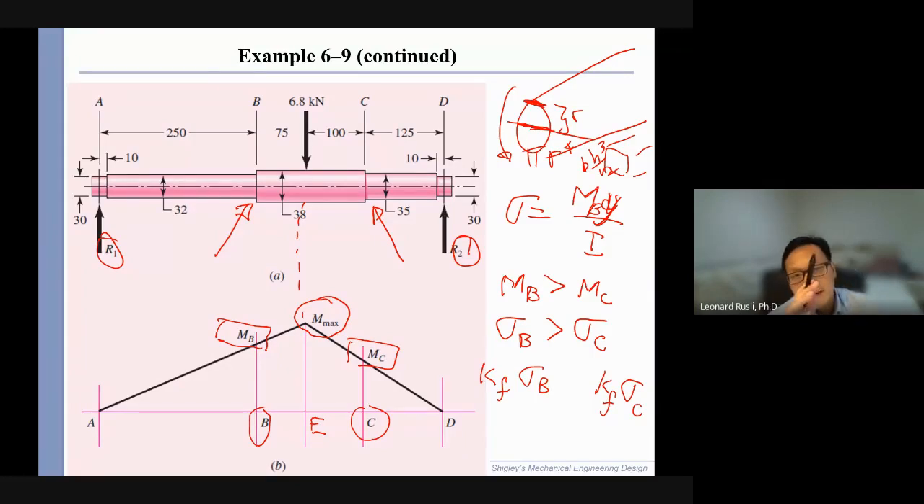You see the shoulder geometry at B and the shoulder geometry at C. Can anyone tell me which one would have a worse KF? Which one has the worst stress concentration effect? At B or at C? Which one is it? B, not C, sir. Why? Because the small diameter is only 32, while on the right side the small diameter is 35. Correct. Assuming that the fillet radius is the same, the big D over small d will be worse at B.